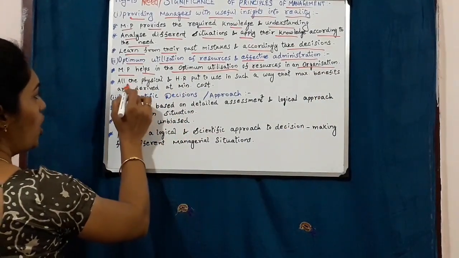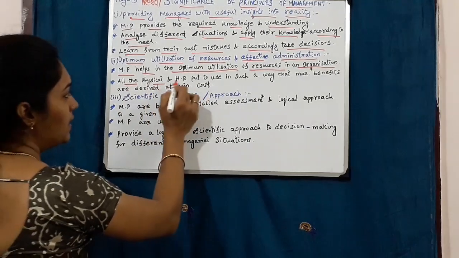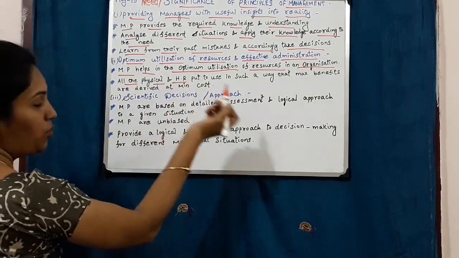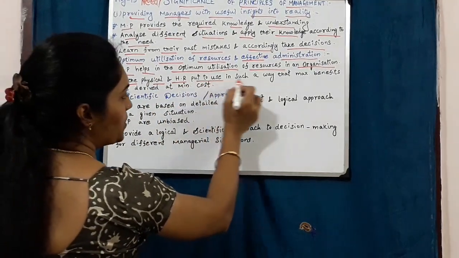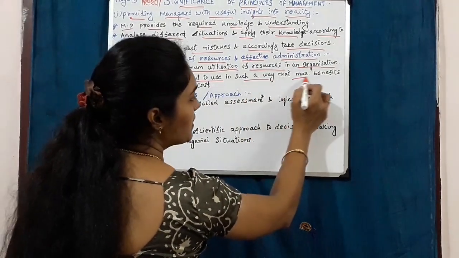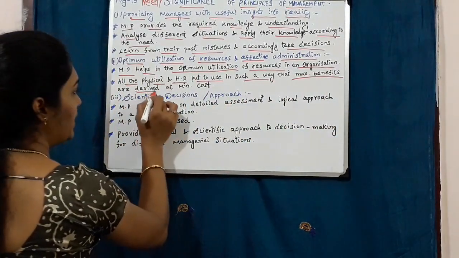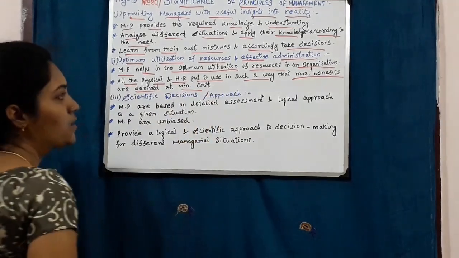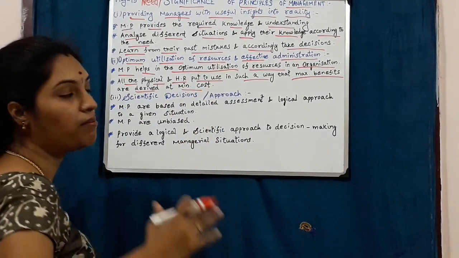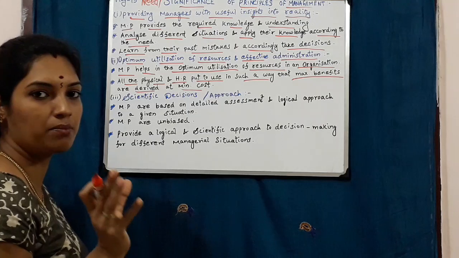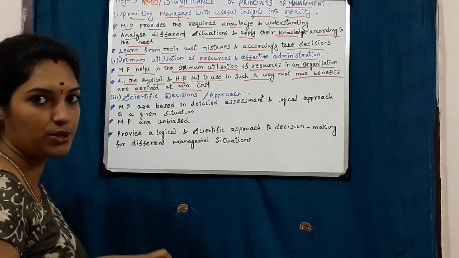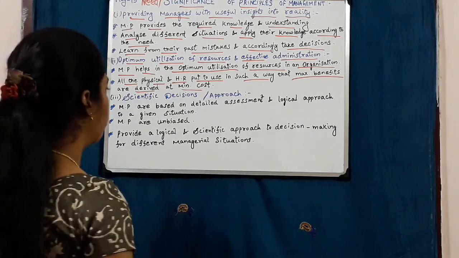And the next point is that all the physical and human resources, HR, are put to use in such a way that maximum benefits are derived at minimum cost. So we have to attain maximum benefits at minimum cost using the physical resources present in an organization.